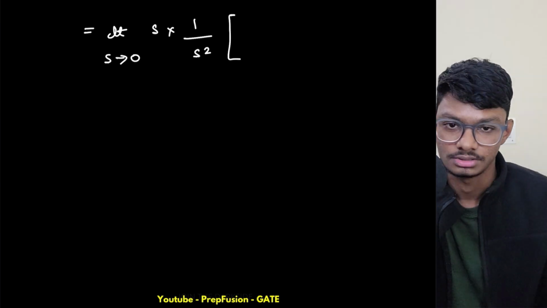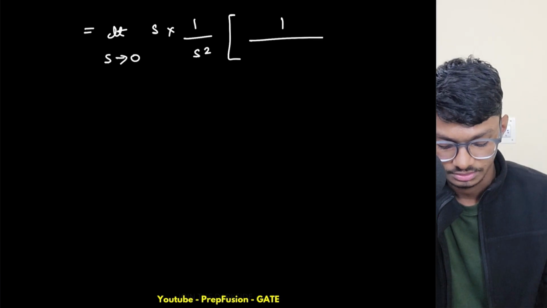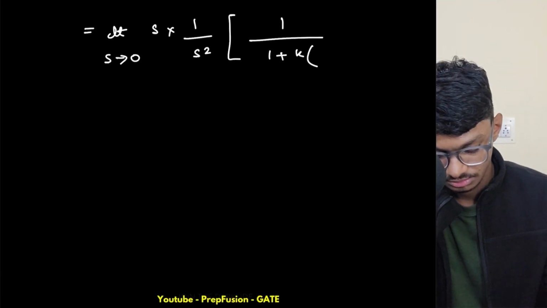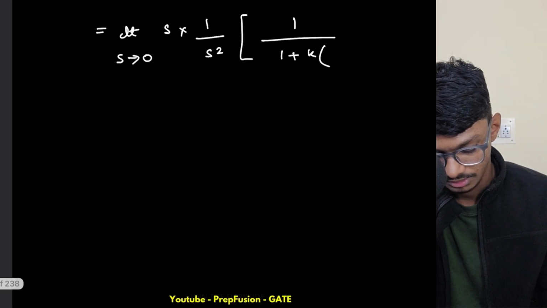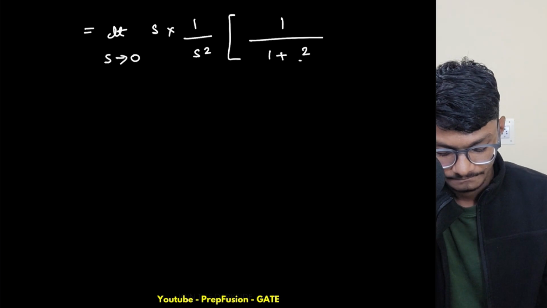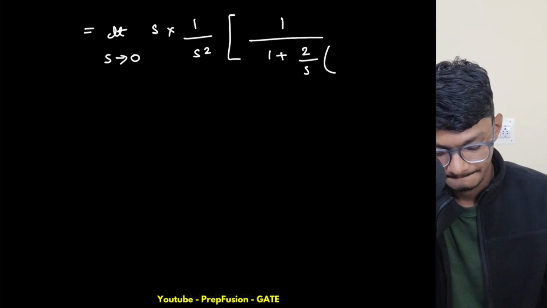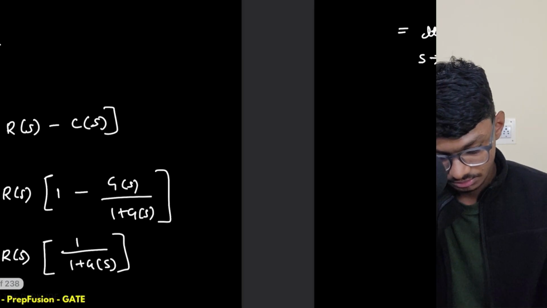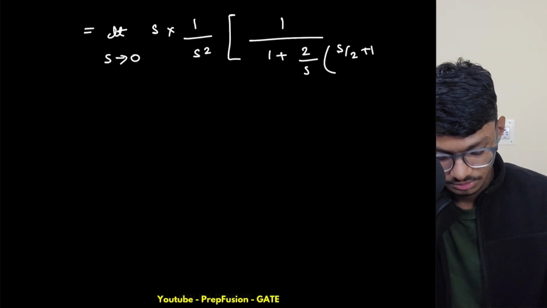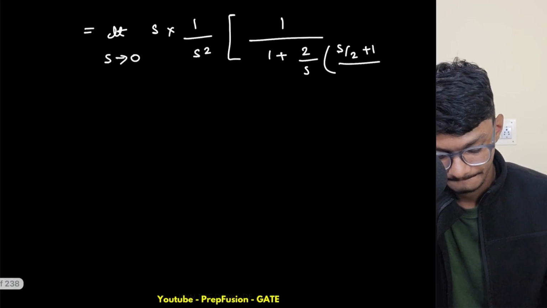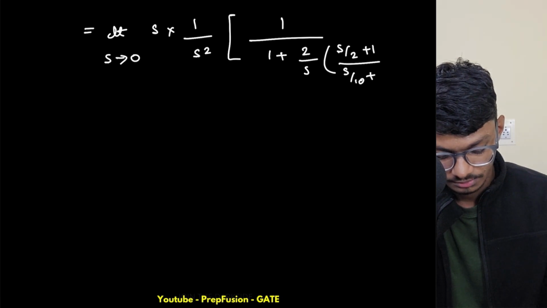Now this is like 1 upon 1 plus G of S. What is G of S? G of S is K by not K, 2 by S into S by 2 plus 1, divided by S by 10 plus 1.